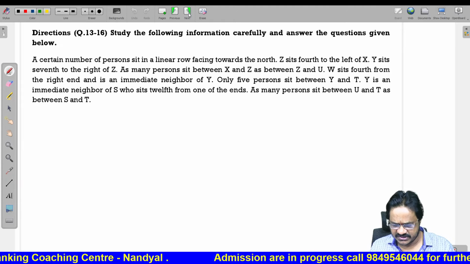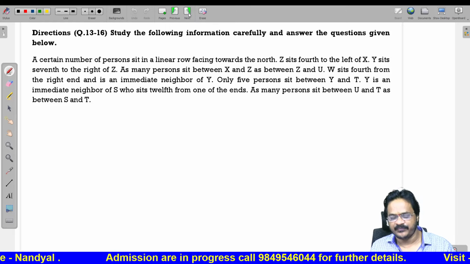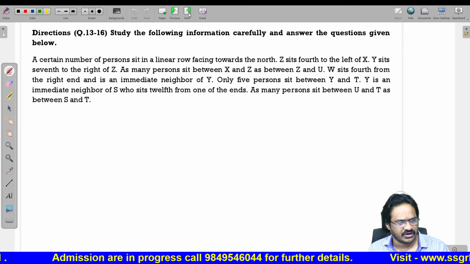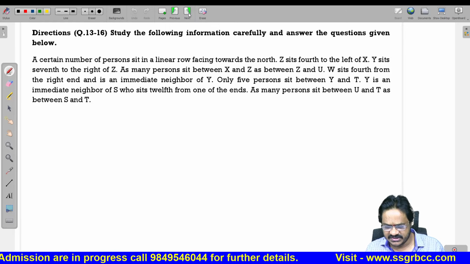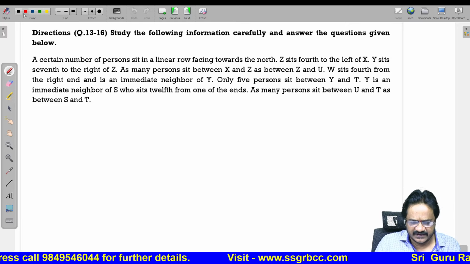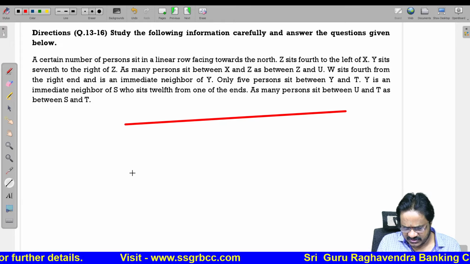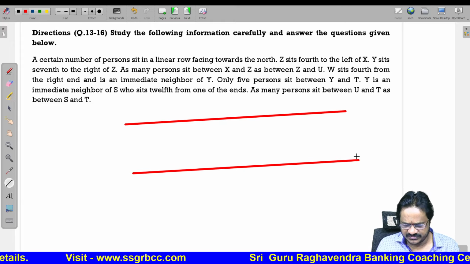Only 5 persons are there between y and t. Y is the immediate neighbor of s, who is 12th from one of the end. As many persons are there between u and t as between s and t. So here certain number of persons are there. So I am drawing two lines, two possibilities.